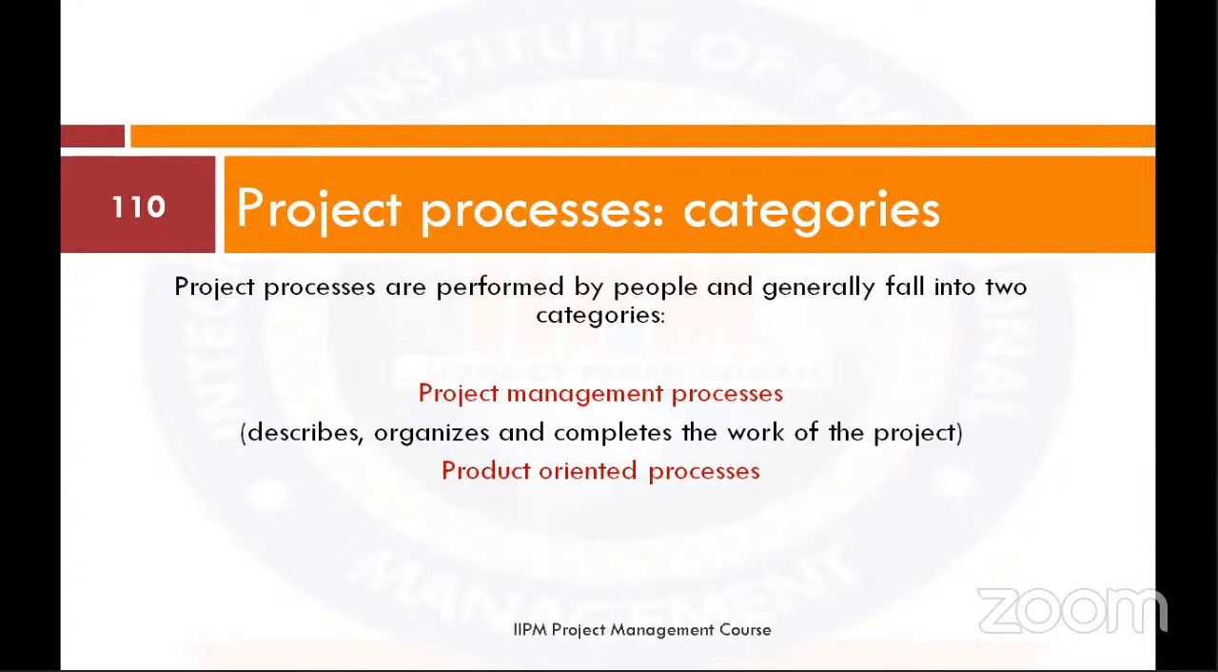Now, we have the project processes and their categories. We have project management processes, and then we have the product-oriented processes. Just as they imply, project management processes describe, organize, and complete the work of a project, while the product processes specify and create the project's product. The project management process defines the work to be done of a project. The product process defines the project's product.